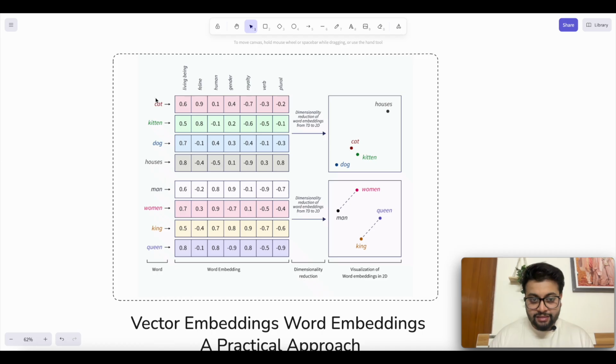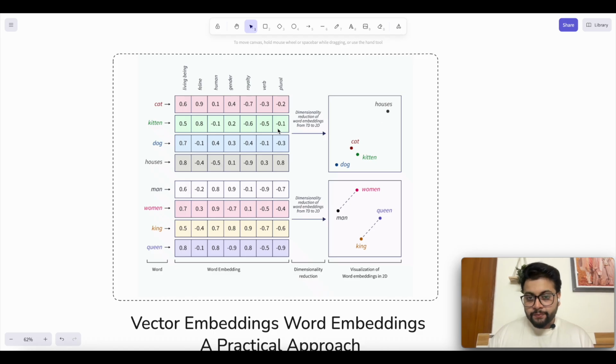In this example, cat, kitten, dog, house, you can see cat, kitten, and dog, all 3 words are pets, and they are closer. That's why on the right side in the higher dimensional space, cat, kitten, and dog are placed closer, while house is a non-living object and is way different from cat, kitten, and dog. That's why it is represented away in a distant place in the dimensional space.